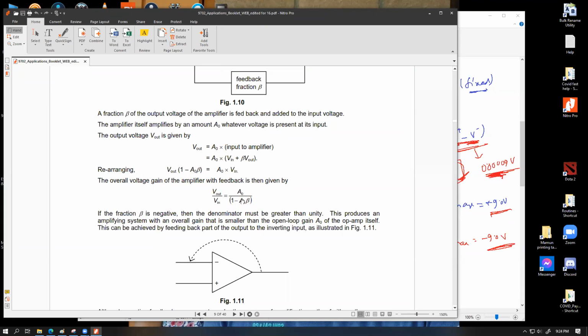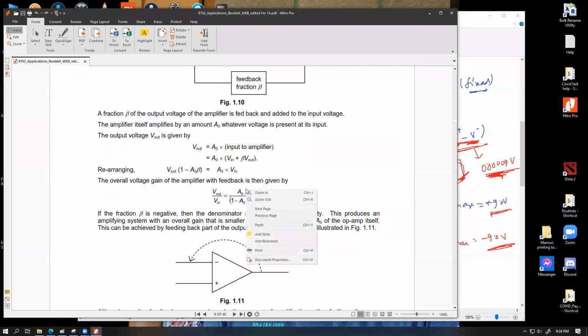So this will have a positive value altogether, which means this denominator will be 1 plus something. If this beta itself is negative, if we can somehow design this thing to become negative, altogether the denominator will have 1 plus something, which means the denominator will become bigger than 1, which essentially makes the ratio value of this whole thing smaller than A naught. So we can somehow reduce the value of the gain of the ideal op-amp, and that's basically what we are after.